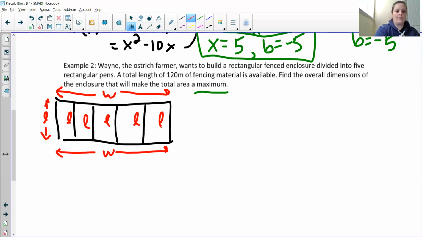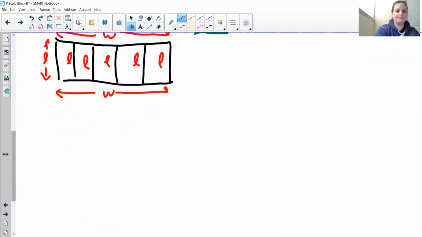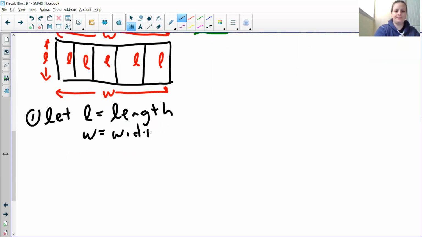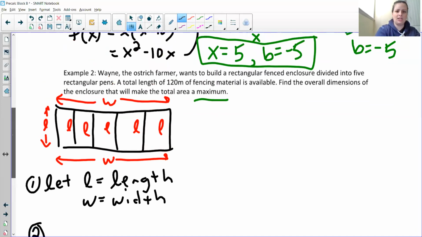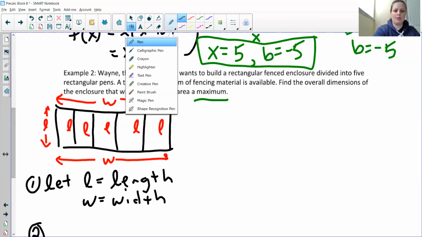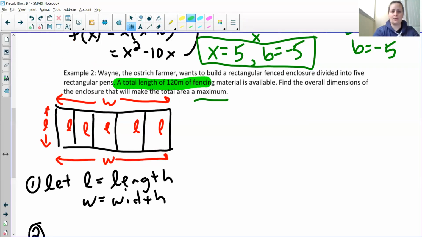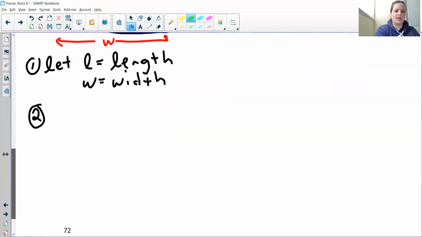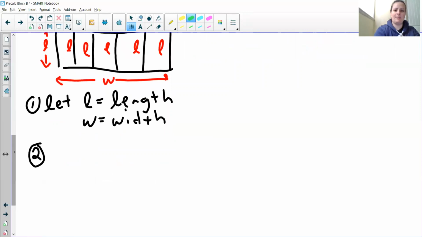Okay, so our first step is to define our variables. So we let L equal length and W equal width. Okay, now we're going to figure out our equations. So we have to go to where they've given us more information. They said the total length is 120 meters. Okay. So that means if I add up all my L's and all my W's, it should equal 120.